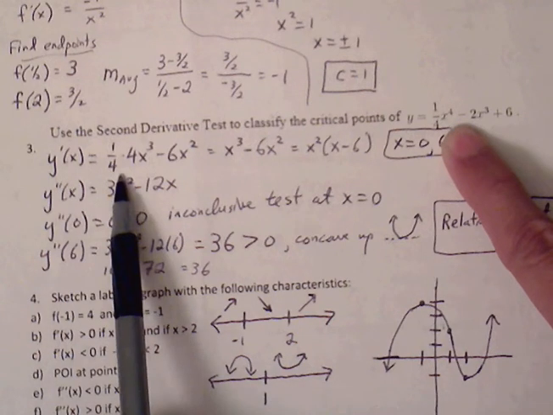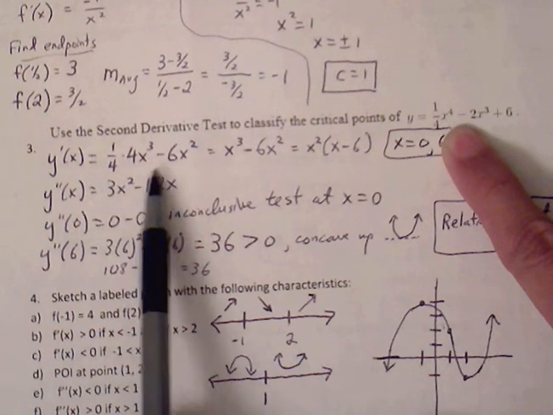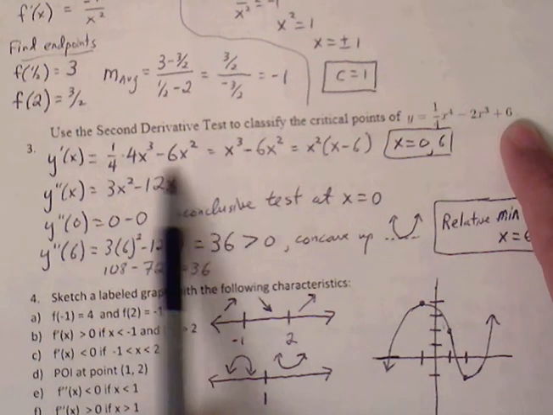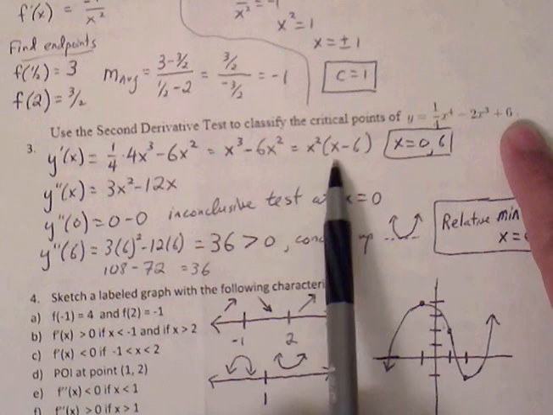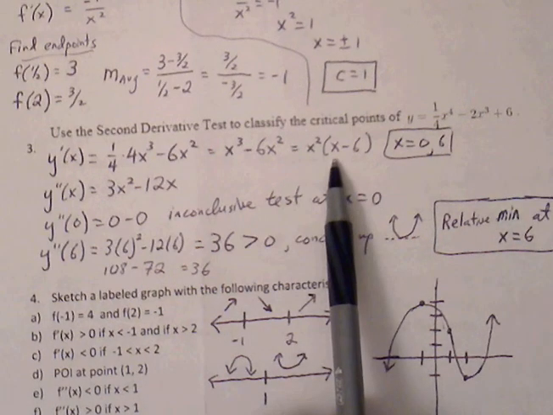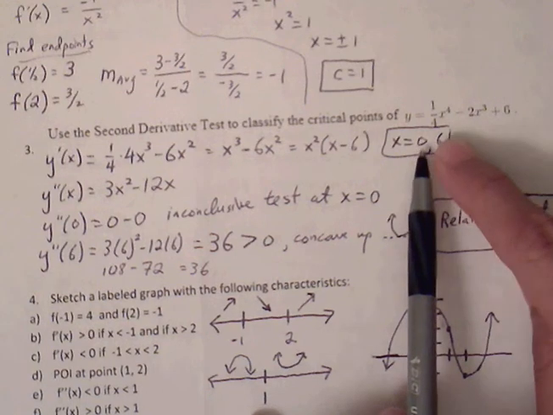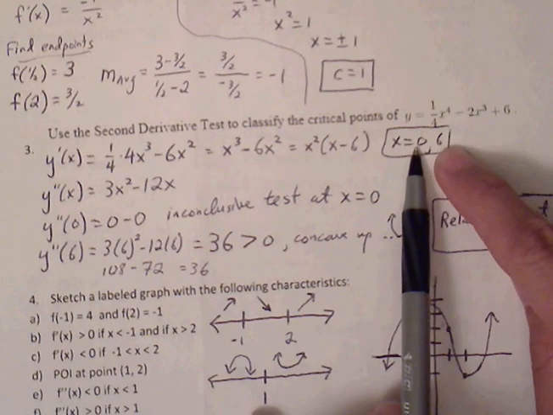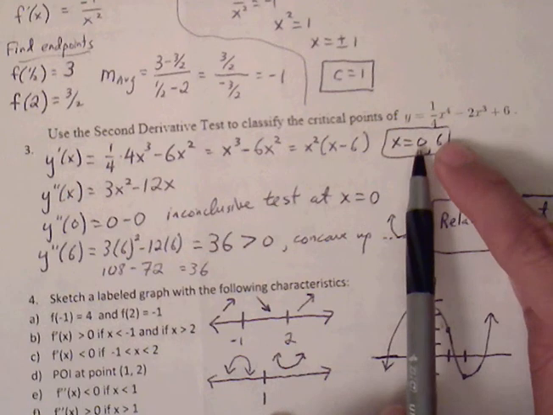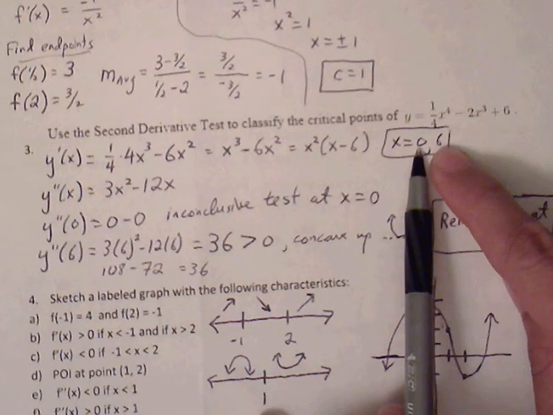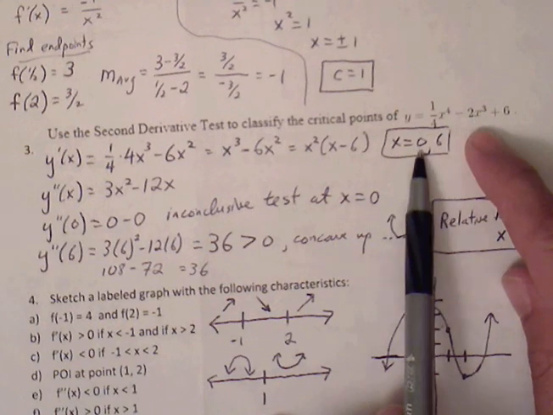So we need to first find our f prime. We go through the power rule. We get 1/4 x cubed minus 6x squared; the 6 goes to 0. So we can simplify and factor out the x squared, and we get x equals 0 and 6. These are the critical points that are the candidates for relative max and relative min. Rather than making a sign line and testing the intervals to see whether the slope is increasing or decreasing, we're going to use the second derivative function to determine whether these values are relative max or relative min.